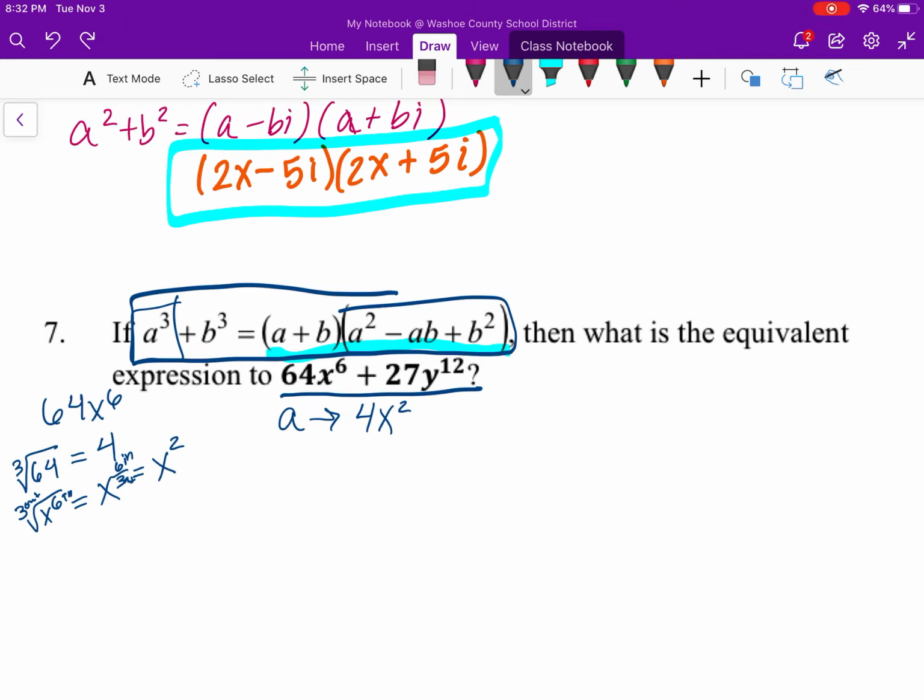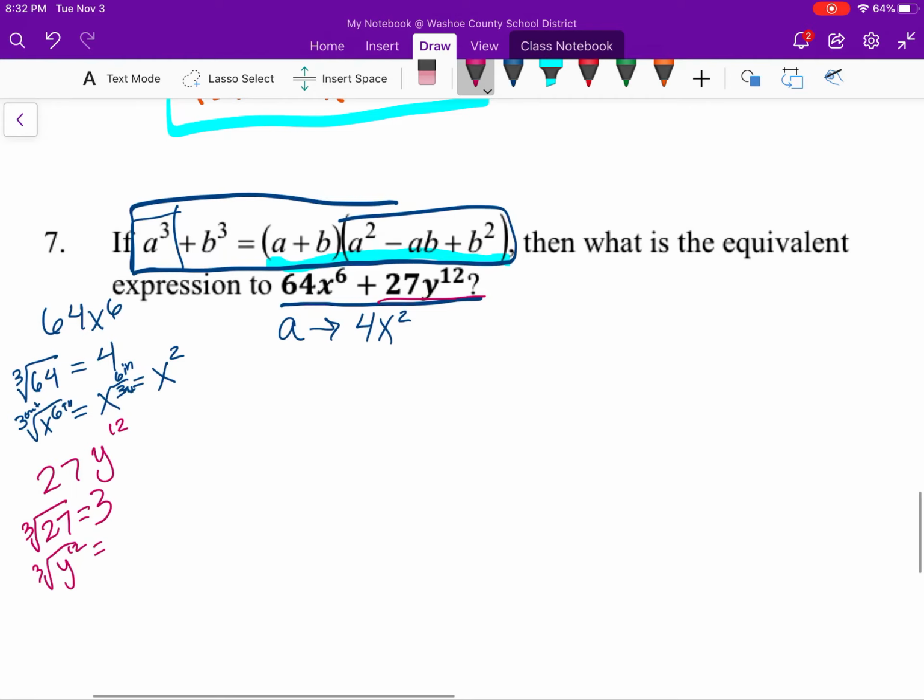Okay. Now I'm going to do the same thing with my second part. So 27y to the 12th. Again, I can use my calculator for the 27. The cube root of 27 is going to be 3. And then if I use my exponent properties, I know that the cube root of y to the 12th is going to give me y to the 4th. So my b is going to be y to the 4th.